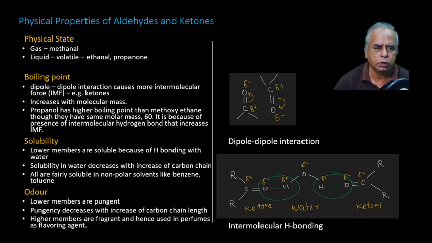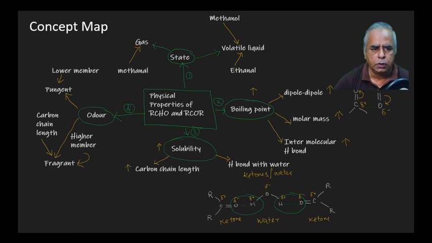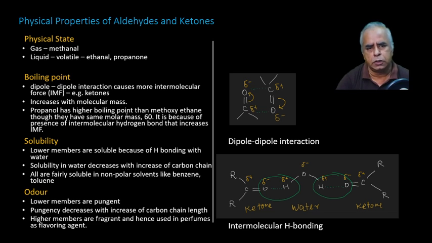Based on the concept map, I have derived these notes. In the first instance, I was explaining about physical state: gas, methanol, liquid, volatile liquid, for example ethanol and propanol. Then boiling point: dipole-dipole interaction causes a stronger intermolecular force of attraction, as in the case of ketones. Then it increases with molecular mass. So when molecular mass increases, there is a chance of an increase in boiling point.